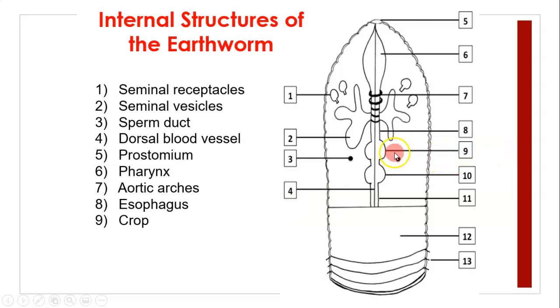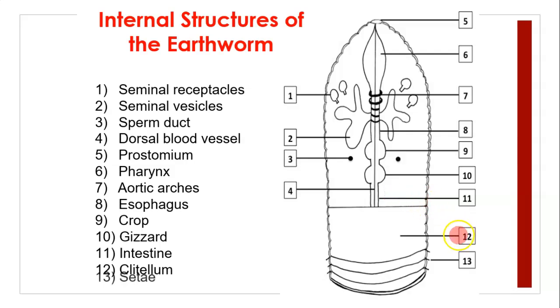Number 9 is something called the crop. Birds have crops and gizzards as well, and they use muscular contractions to squish up their food as a process of the digestion. Number 10 is the gizzard. Then 11 is the intestine. 12 is that big band that you can see on the outside called the clitellum. And then, of course, we have the setae on the outside of the animal, these little hair-like structures, number 13. Okay, so if you need to pause the video, pause it so that you can label all those things.